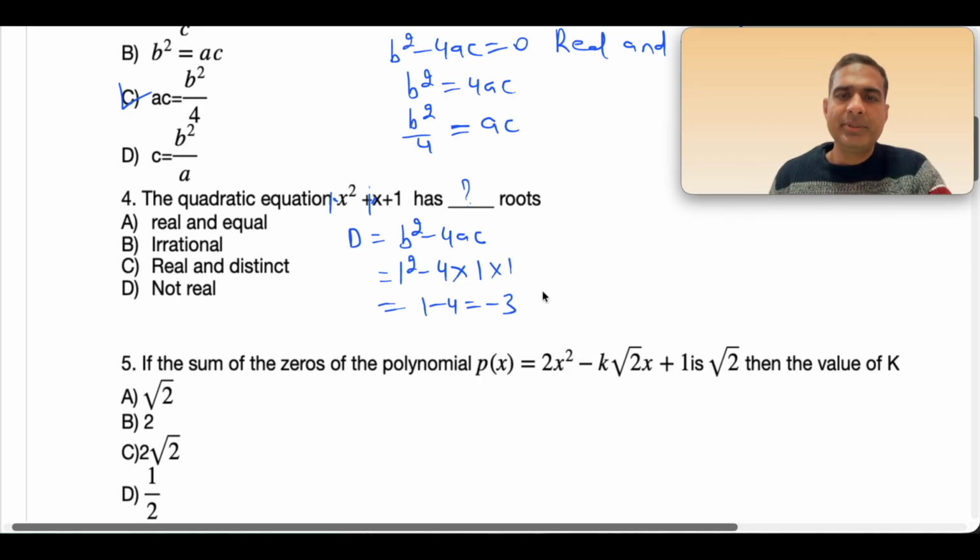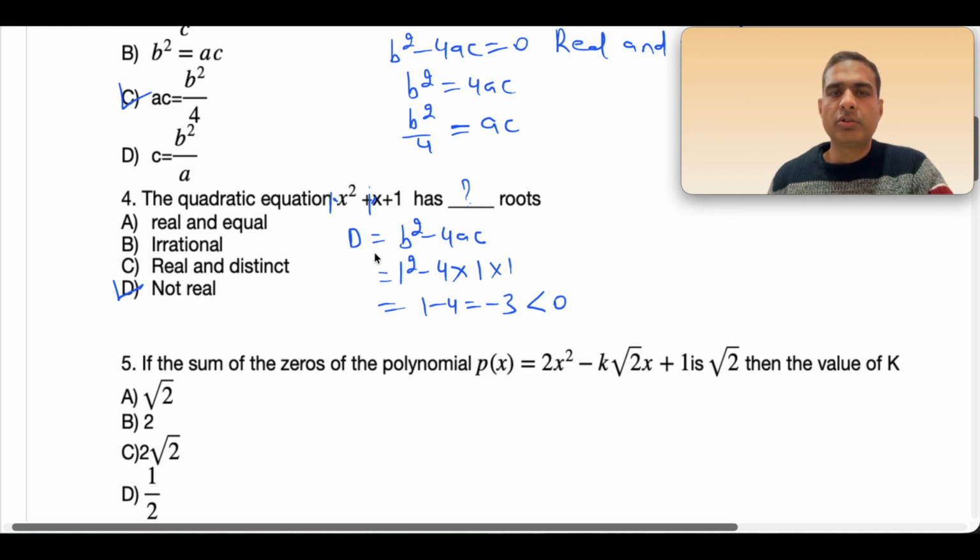So the discriminant is minus 3, it means it is less than 0. So if the discriminant is less than 0, then the roots are not real. We know the roots are not real if the discriminant is less than 0. So it was just the basic application of the concept of the nature of the roots of a quadratic equation. So this would have been easier.